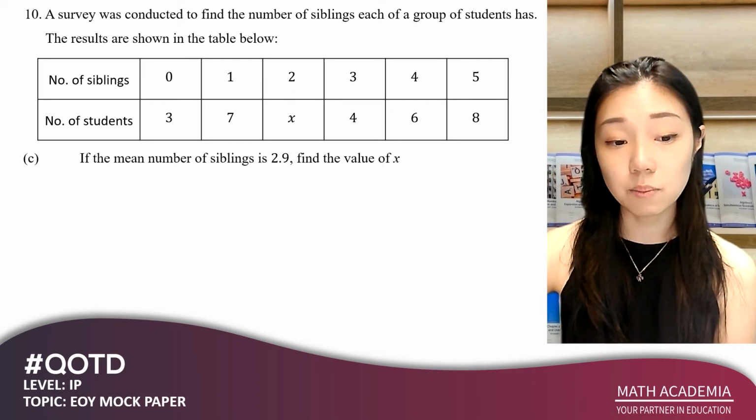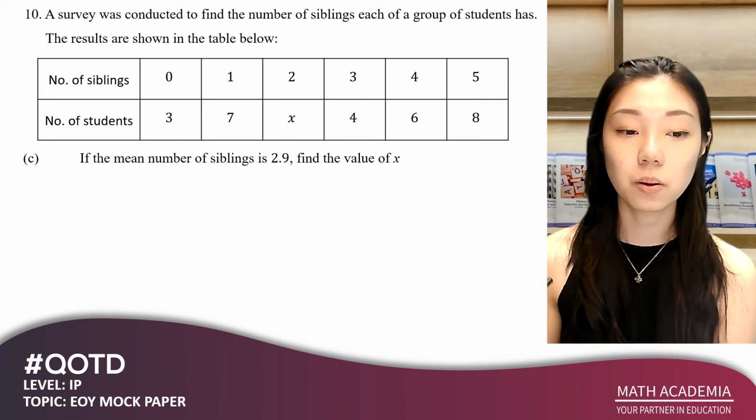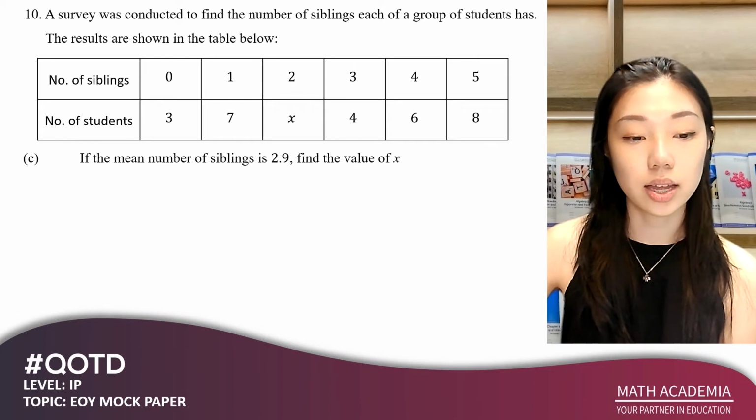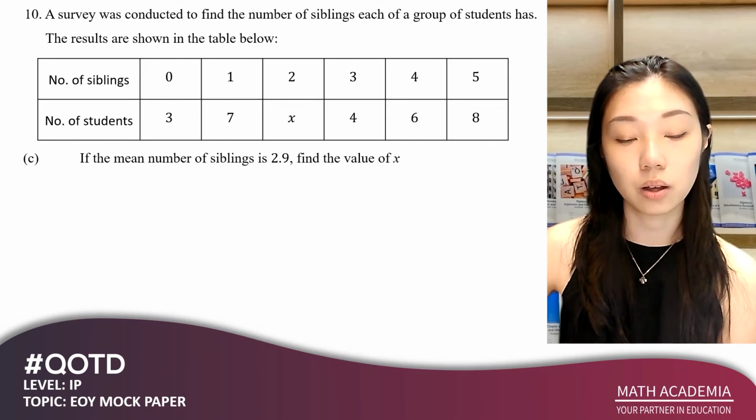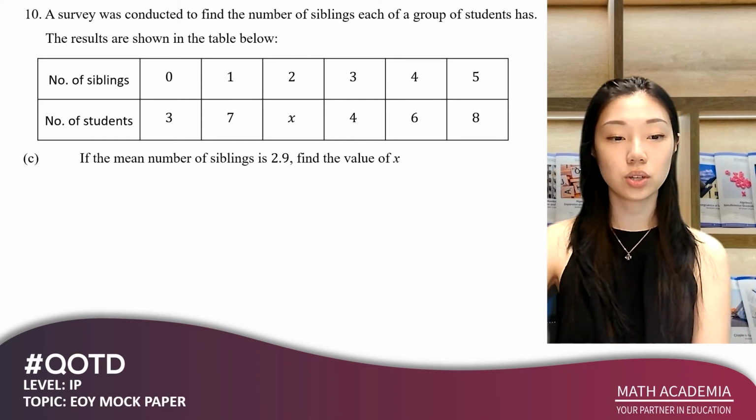If we look at part C, if the mean number of siblings is 2.9, find the value of x. How do I find the mean? Okay, I take the total number of siblings they have divided by the total number of students.